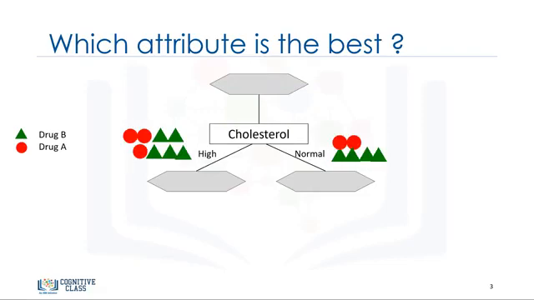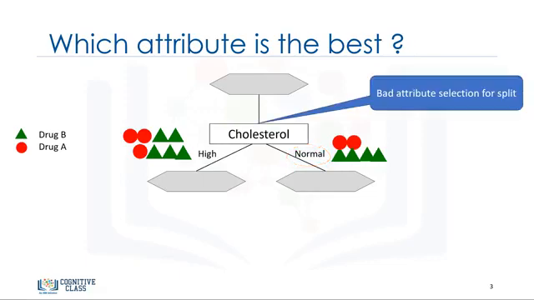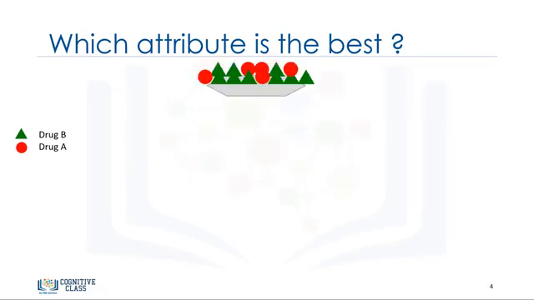As you can see, if the patient has high cholesterol, we cannot say with high confidence that drug B might be suitable for him. Also, if the patient's cholesterol is normal, we still don't have sufficient evidence or information to determine if either drug A or drug B is in fact suitable. It is a sample of bad attribute selection for splitting data. So, let's try another attribute.